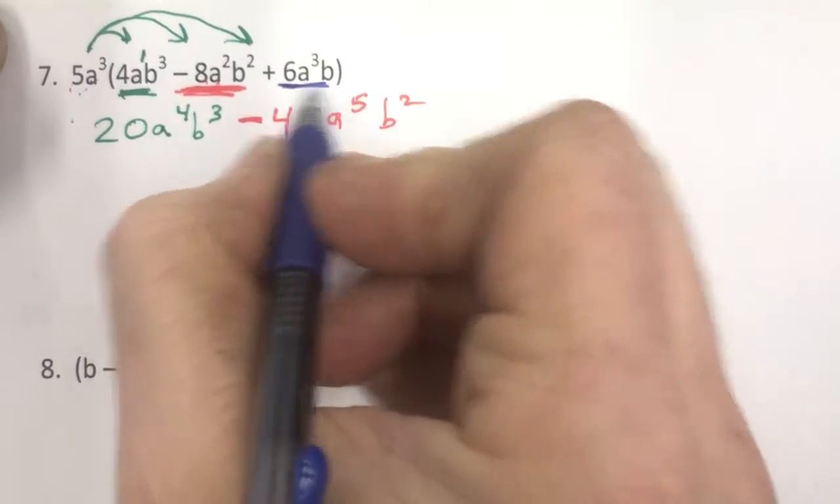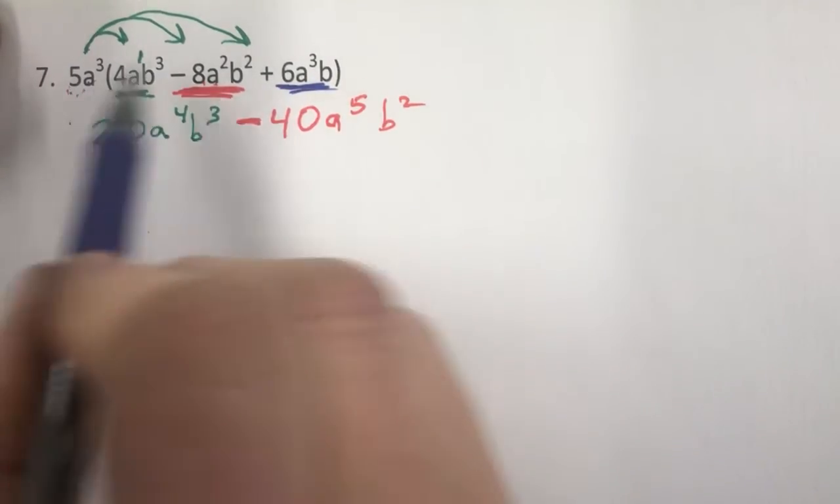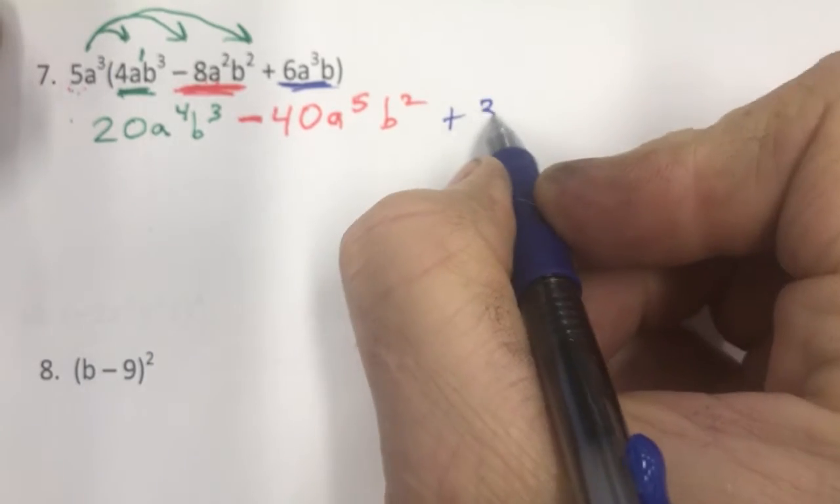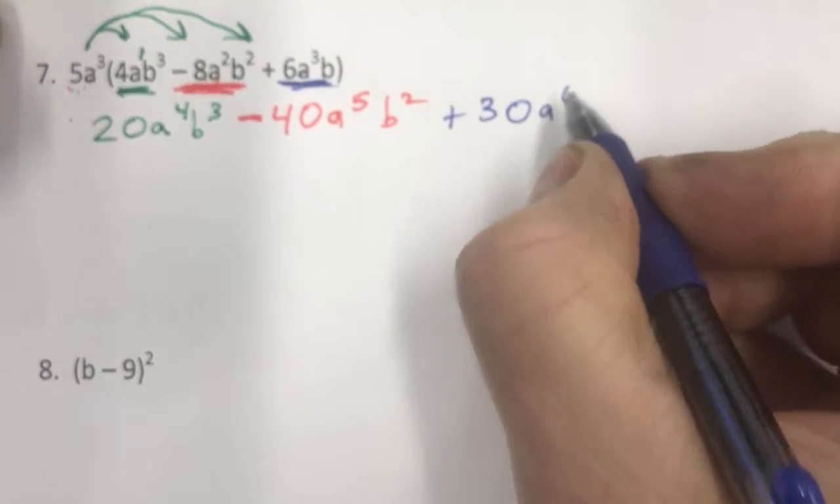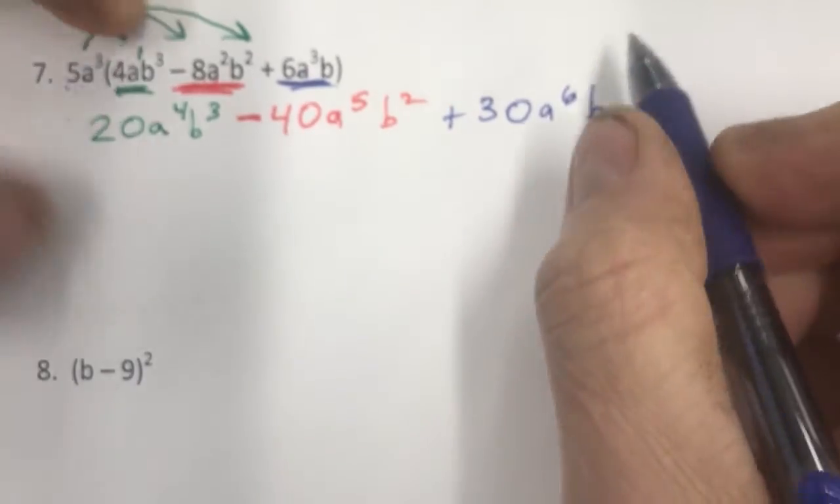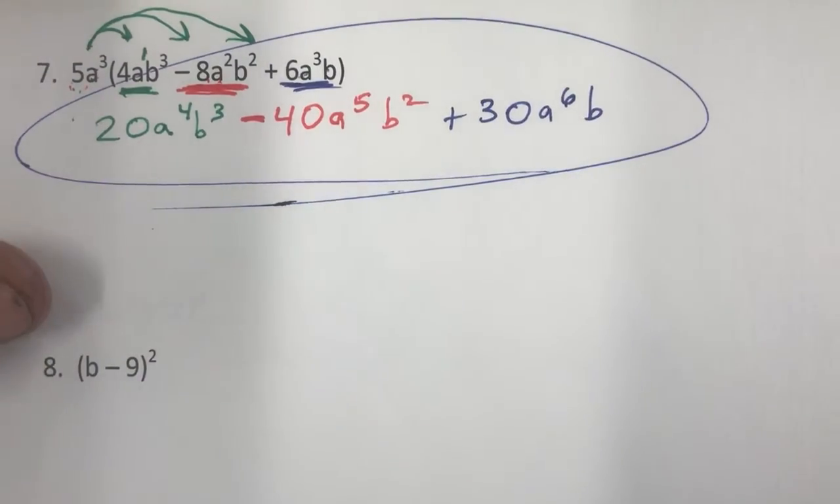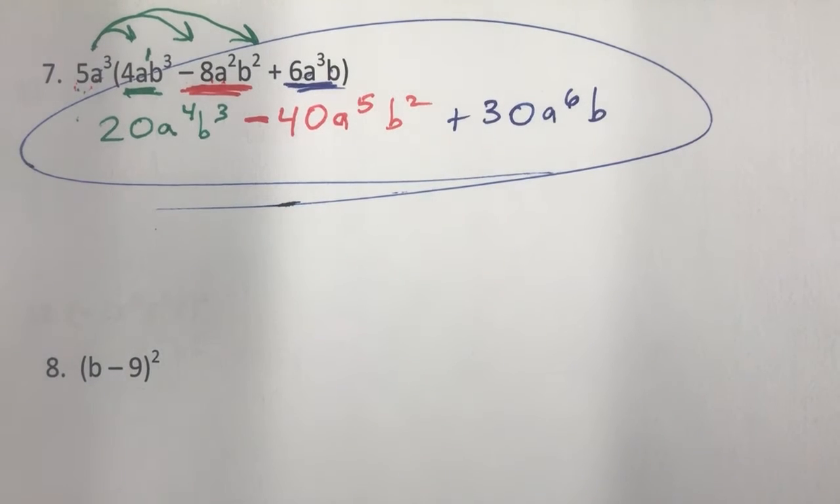Okay, then this last one here. 5 times a positive 6 is a positive 30. I've got a to the third, so that's going to be a to the 6. And then I got this b. And there you go. That's my answer right there.